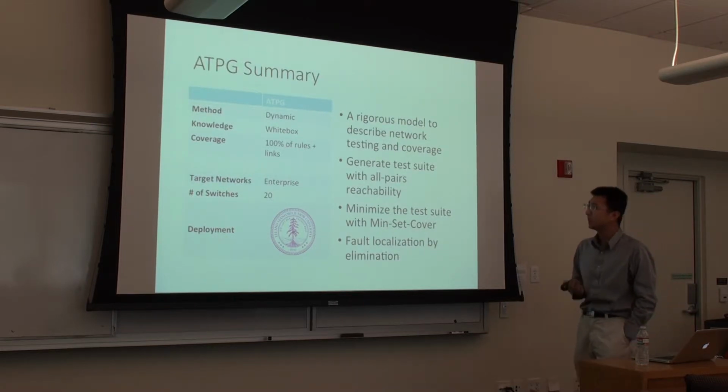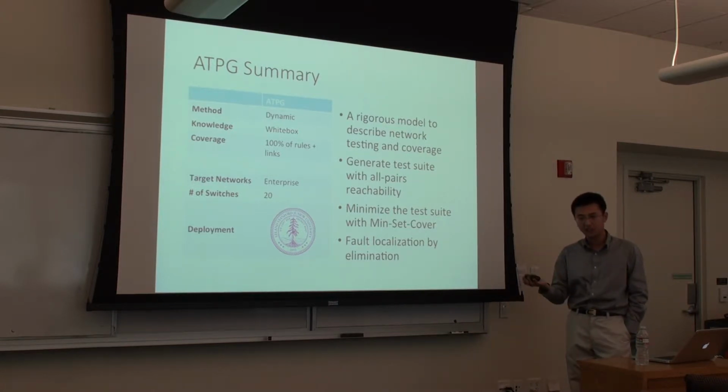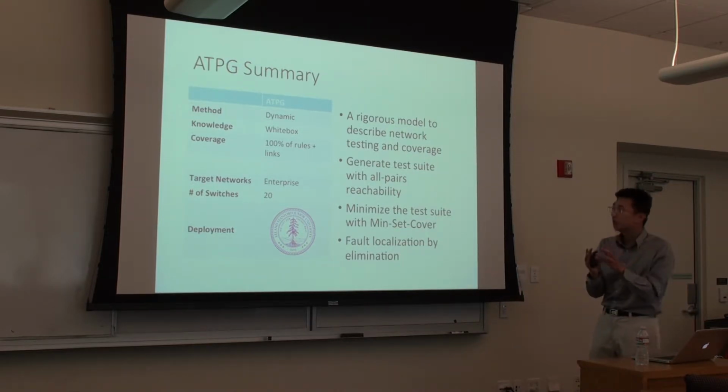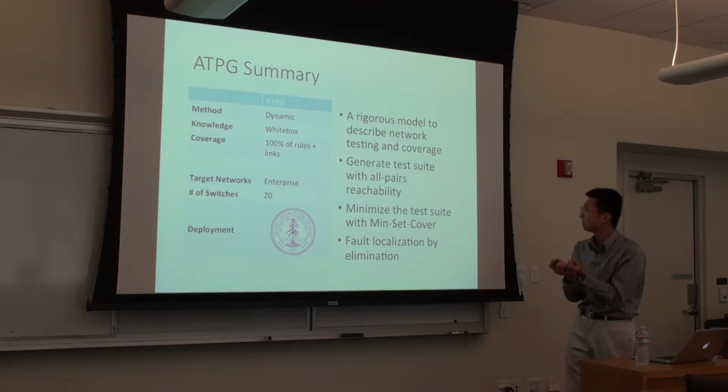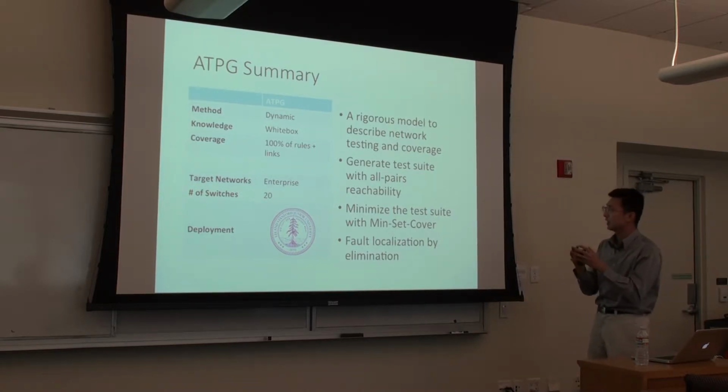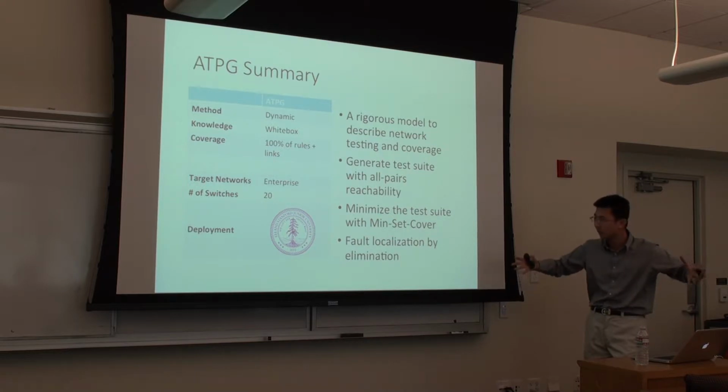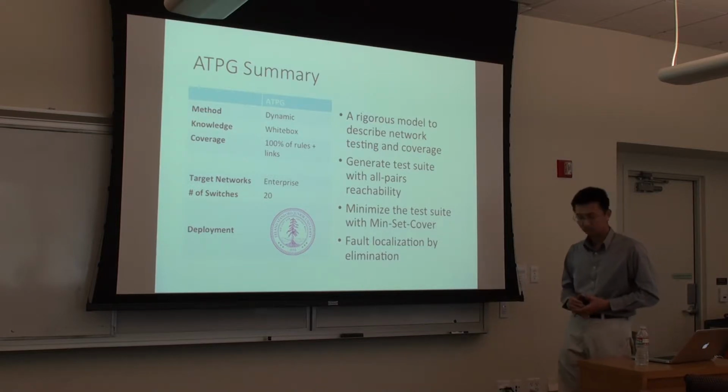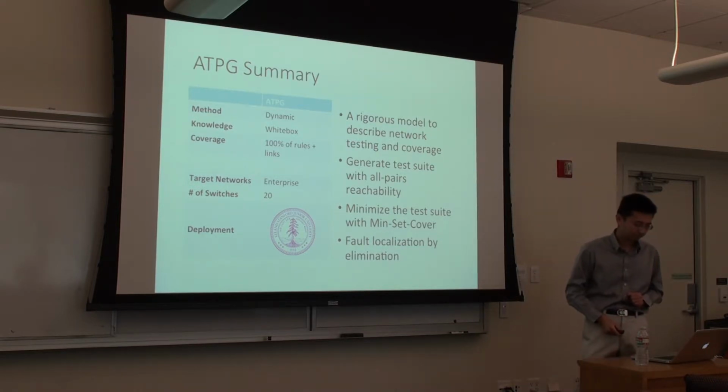So in summary, ATPG is a dynamic white box tester that covers 100% of links and rules. It is designed for enterprise networks, and I've shown the results of ATPG on the Stanford network. ATPG is a rigorous method to describe the testing and coverage. It generates the test suite with all pairs reachability, and it minimizes the test suite with the minimum set to cover everything. And finally, it does this for localization by elimination.